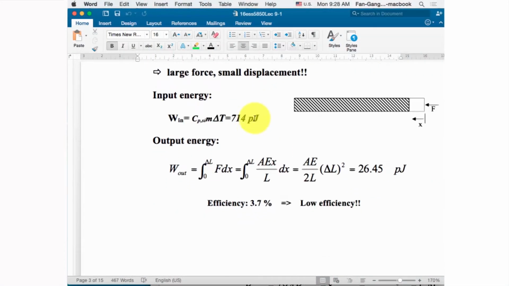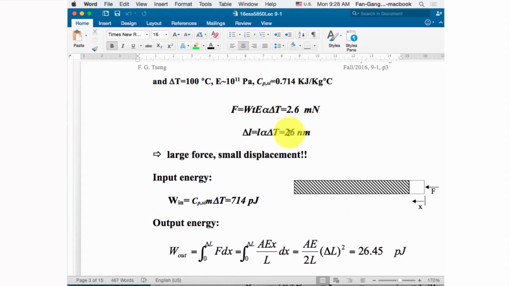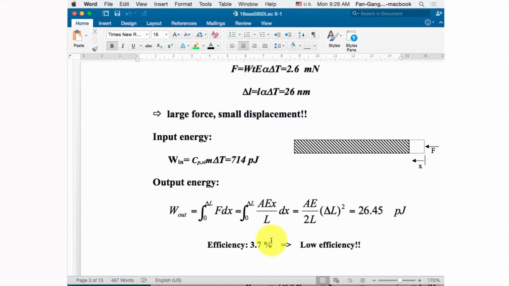we have a large force, small displacement, and very low efficiency for the thermal actuator. So if you want a large force, it's definitely a good choice to use a thermal actuator. But if you want high efficiency, it may not be the good one, because it loses a lot of energy into heating up the material. Heating up the material takes a lot of energy actually.